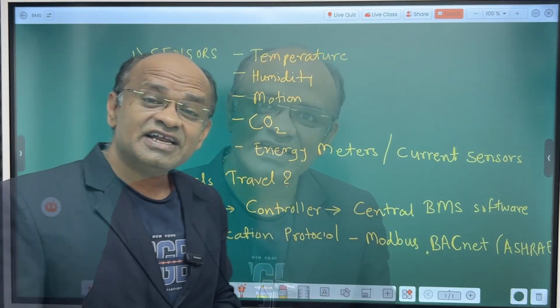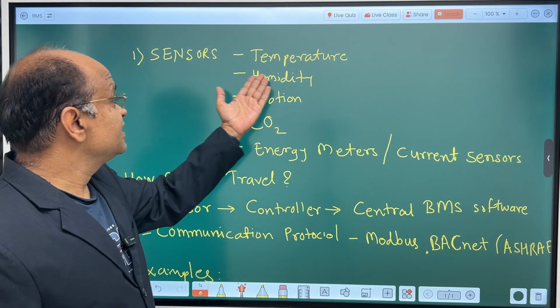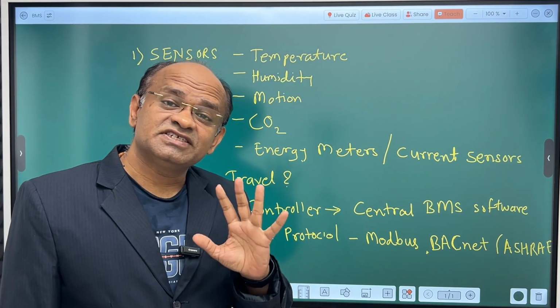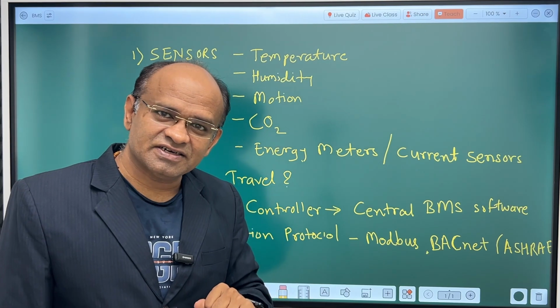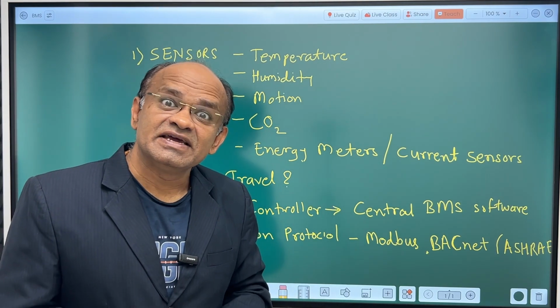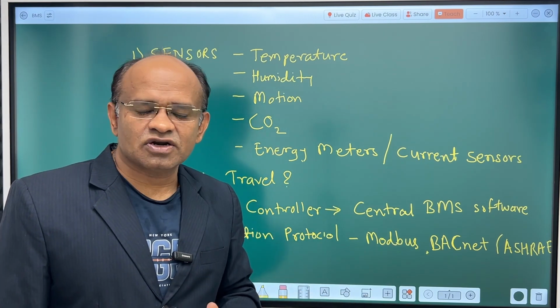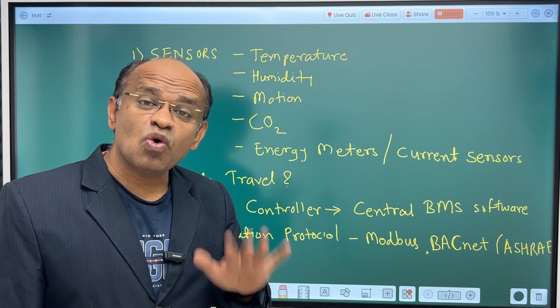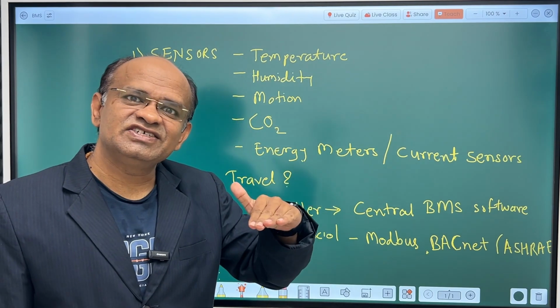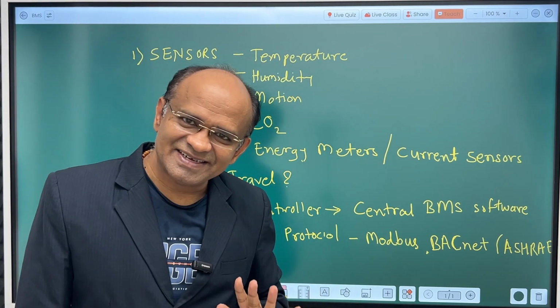Today we will see what is the brain of the BMS system, what are the sensors, what is the wiring, how many types of sensors are there. Temperature: yes, the building management system should know the temperature to adjust it, otherwise we will freeze. So it should know the comfortable temperature. When we set it, it should know when it reaches it and when to cut off the air conditioning.